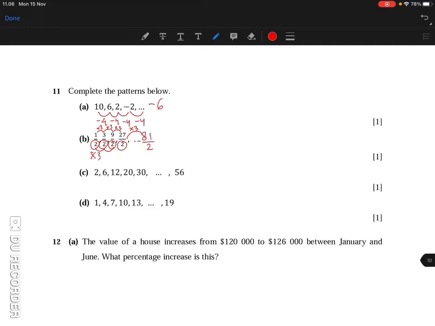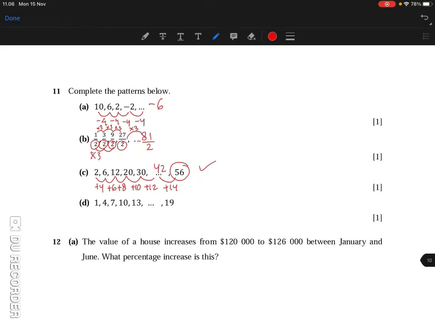Now move to the next question. You have 2, 6, 12, 20, 30. Alright, plus 4, plus 6, plus 8, plus 10, and then continue plus 12. So you will have 42. Now try to check that, guys. Plus 14. Is it going to be 56? Yes, correct. It's 42, yeah.